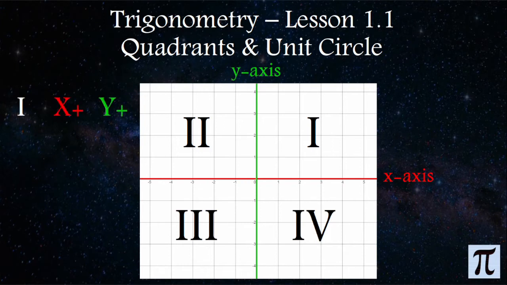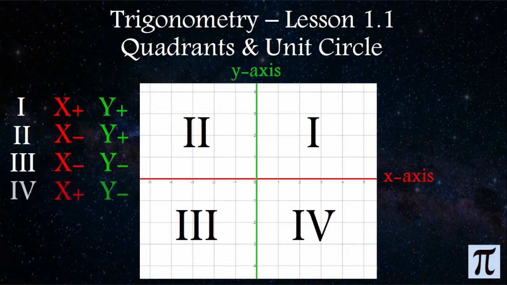So for all points in quadrant 1, both x and y will be positive values. For all the points within quadrant 2, x will be negative and y will be positive. For all the points within quadrant 3, both x and y will have negative values. And in quadrant 4, x will be positive and y will be negative.